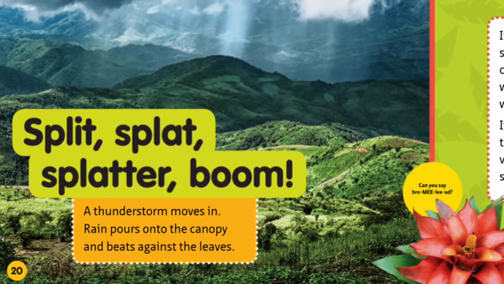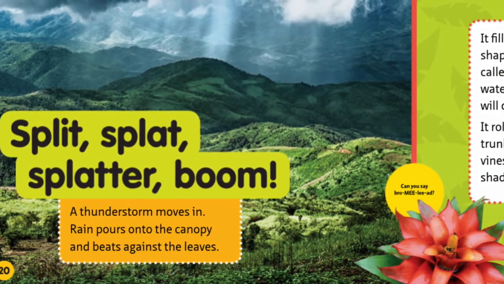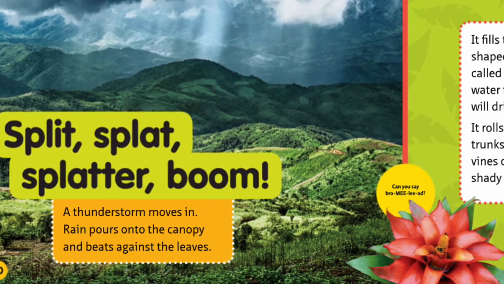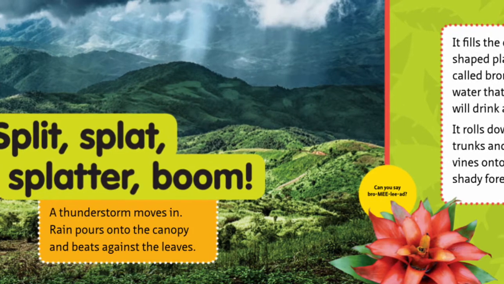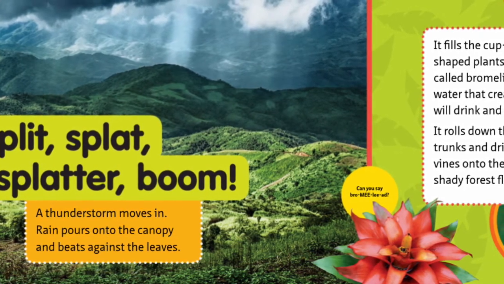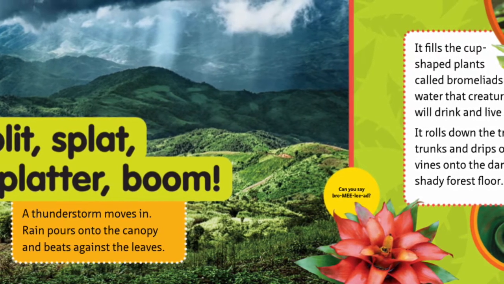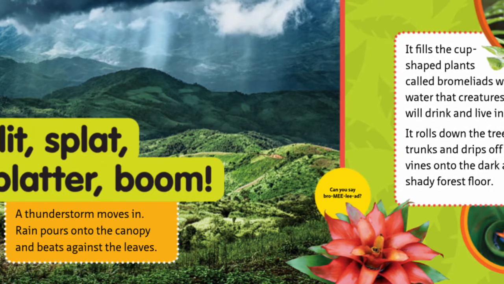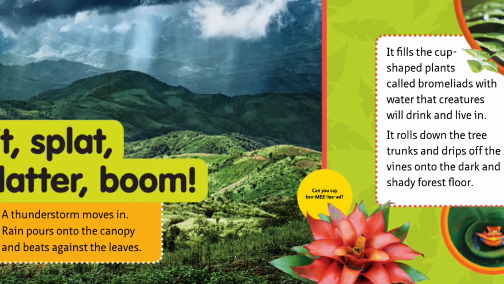Split, splat, splatter, boom! A thunderstorm moves in. Rain pours onto the canopy and beats against the leaves. It fills the cup-shaped plants called bromeliads with water that creatures will drink and live in. It rolls down the tree trunks and drips off the vines onto the dark and shady forest floor.